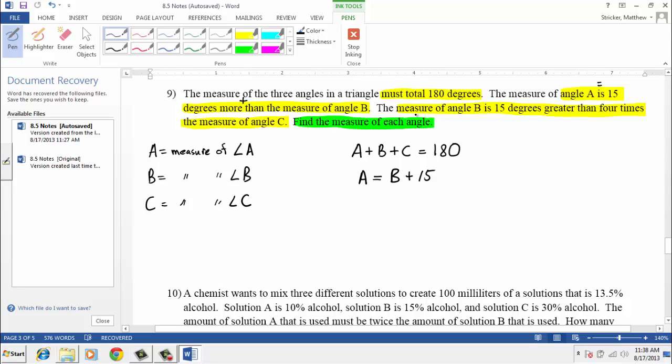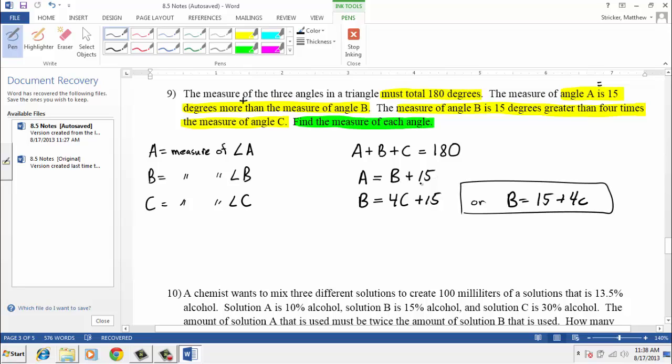Next sentence, the measure of angle B is B equals 15 degrees greater than 4 times the measure of angle C. So 4 times angle C plus 15. 15 degrees more than 4 times C. Or you could have written it B equals 15 plus 4C. It doesn't matter which way we write those in. It really doesn't matter. Same thing here. This could have been 15 plus B. Again, there's our equations. We'll talk about solving them later, but that's how you go ahead and set this up.